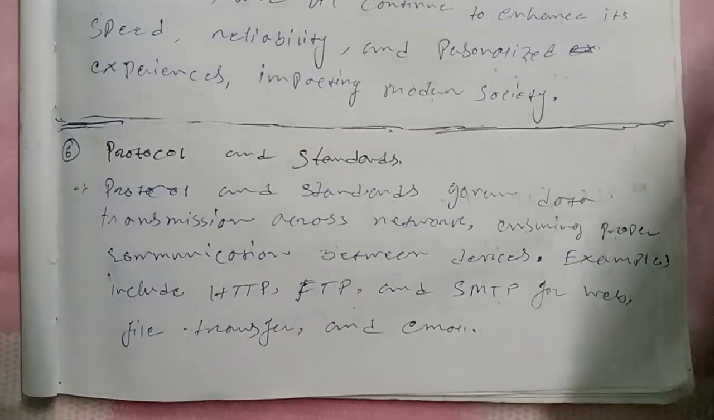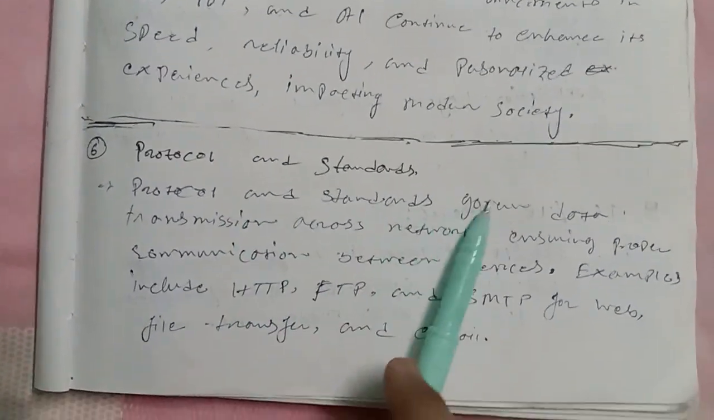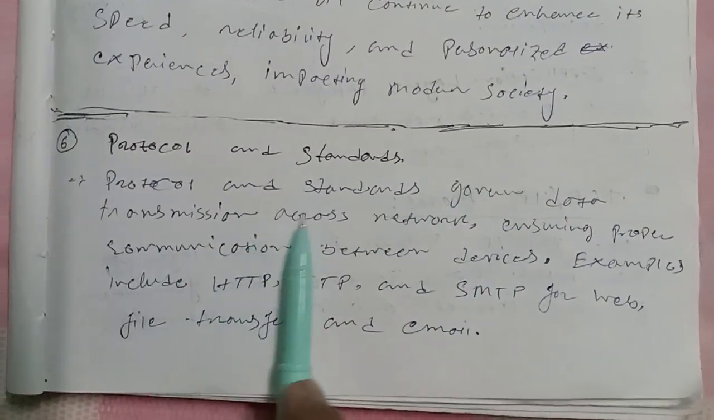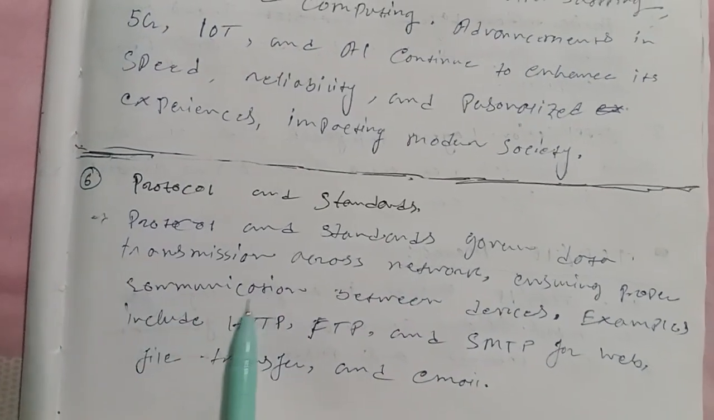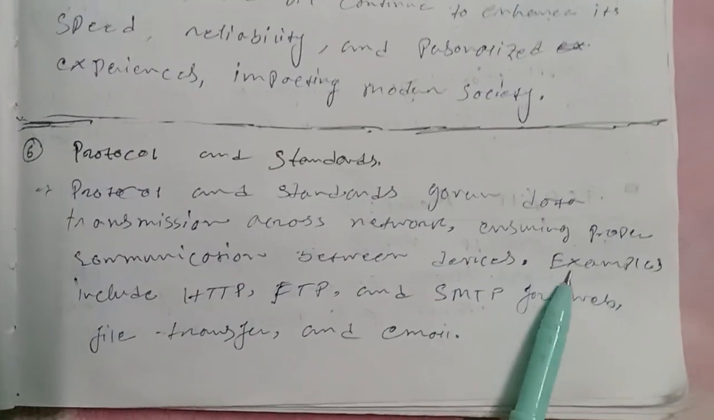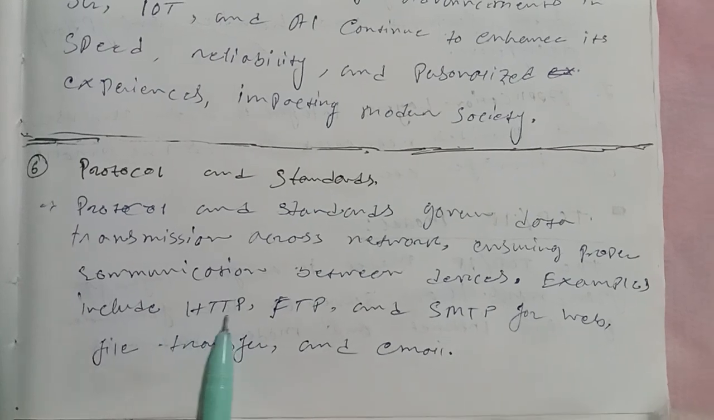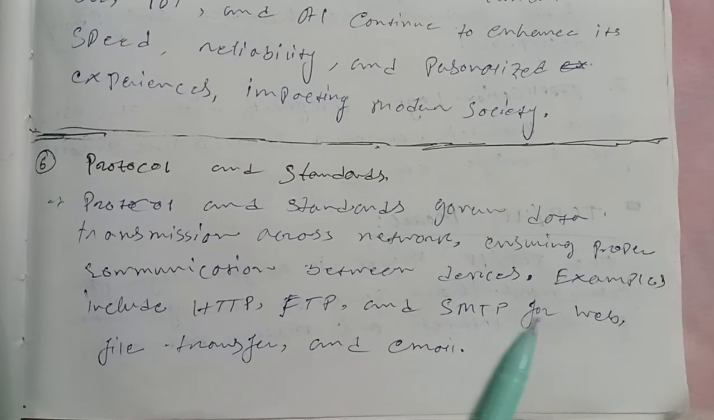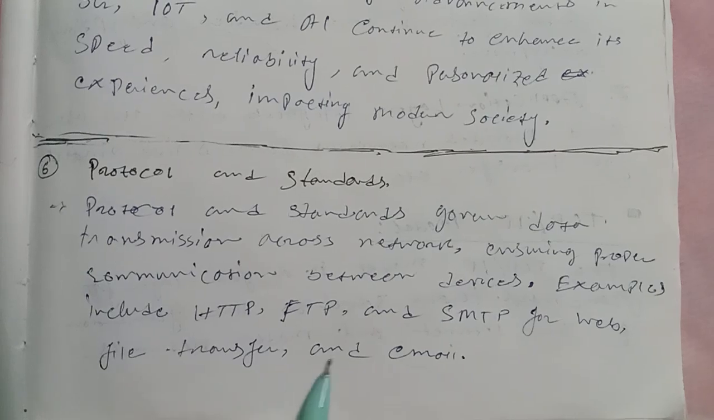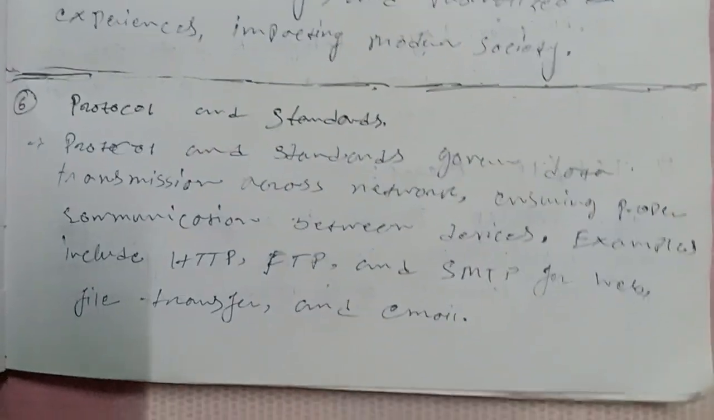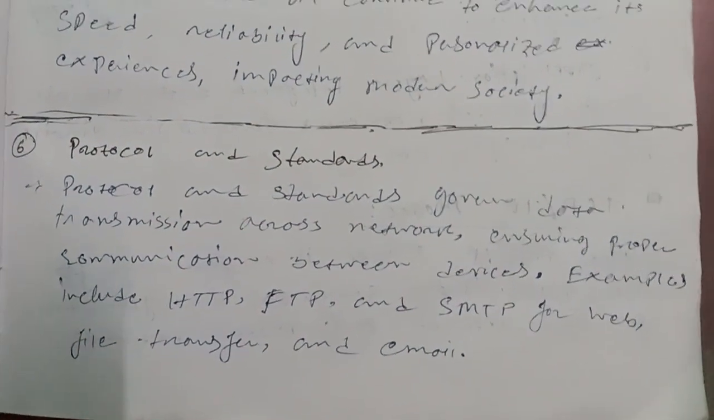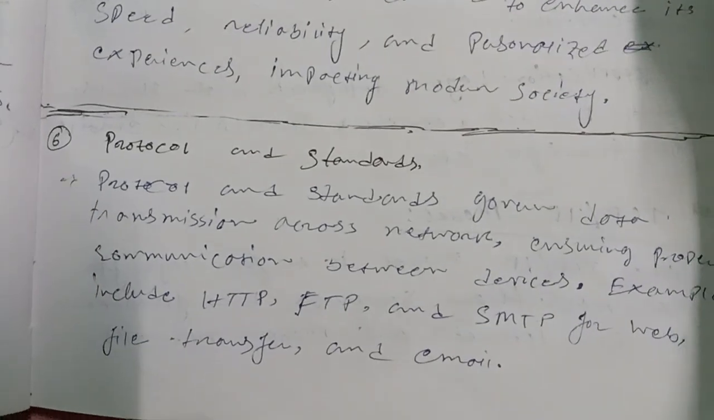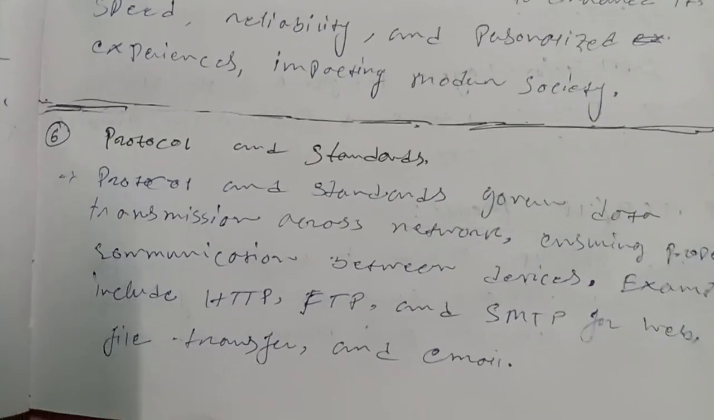Now we will see the protocols and standards. Protocols and standards govern data transmission across networks, ensuring proper communication between devices. Examples include HTTP, FTP, and SMTP for web, file transfer, and email. These are protocols and standards. We will see protocols in depth and deep dive into this topic later.